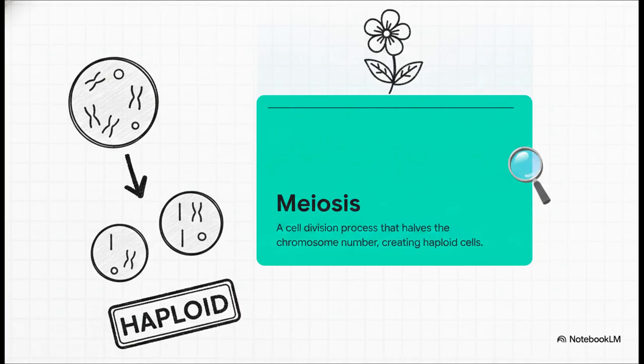Meiosis is a specific type of cell division that essentially halves the chromosome number. When that primary cell divides, it creates what we call haploid cells. I really want you to mentally stamp that word onto your memory. Haploid. It just means they carry exactly half the normal genetic payload.